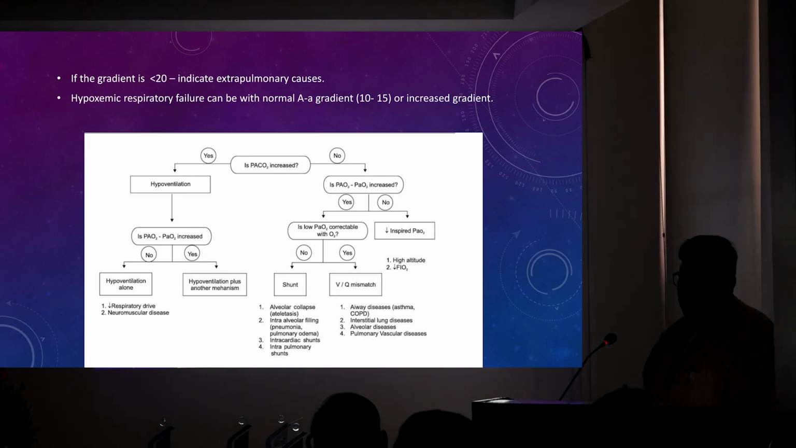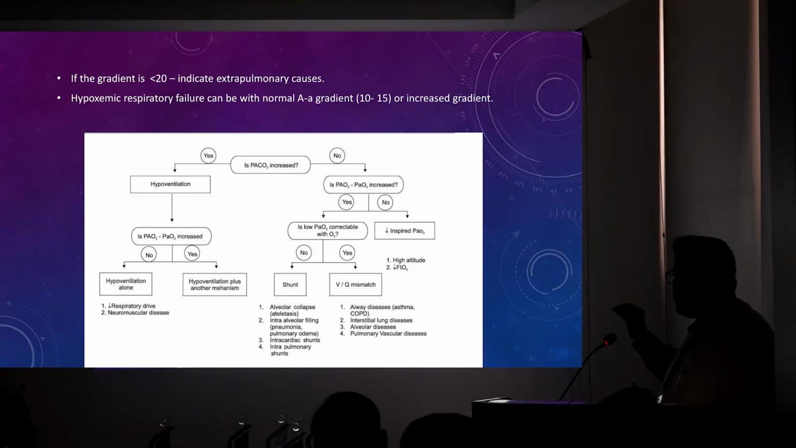Now what if the PaCO2 is not increased? Then it is only a hypoxemic failure. So we look at whether the gradient is increased or not. If the gradient is increased, we ask whether the low PaO2 is correctable with O2. If it is correctable, it is the VQ mismatch that is leading to the hypoxemic failure. If it is not, there is shunt. So we have our differentials according to this flowchart.